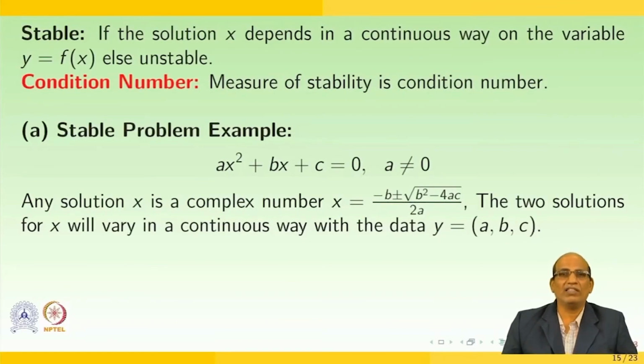Let's see a stable example. If the solution x depends in a continuous way on the variable y = f(x), then it is stable, else it is unstable. What are the stable problems? Example: ax² + bx + c = 0, with a not equal to 0. Any solution x is x = (-b ± √(b² - 4ac)) / 2a. The two solutions for x will vary in a continuous way with the data y = (a, b, c).